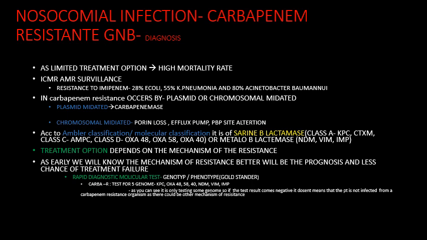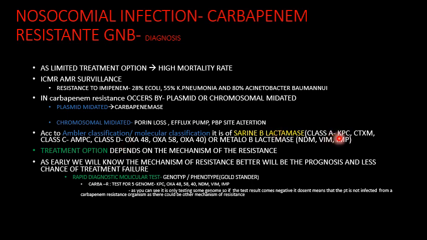According to the Ambler classification, that is the molecular classification of carbapenemases, it is divided into two types, either serine beta lactamase or metallo beta lactamase. Serine beta lactamase is again divided into three types, that is class A, class C, and class D.